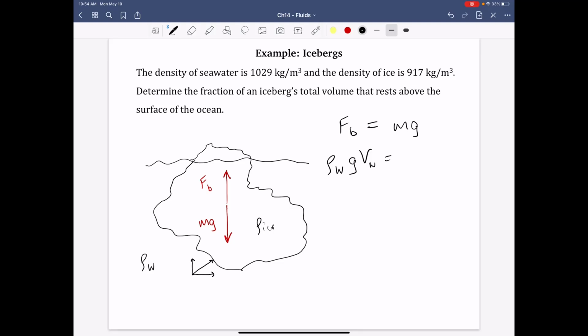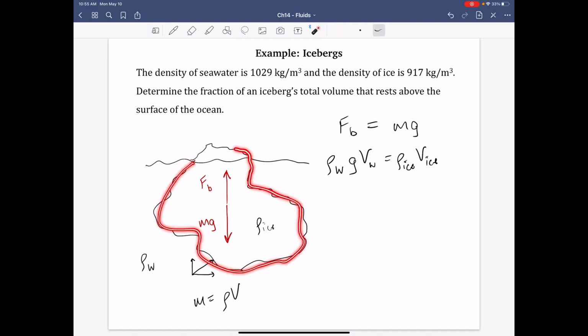Now, over here with mg, that's the mass of the ice, the total mass. And so for this, we need to rewrite mass in terms of density and volume, remembering that mass equals rho times V. So the mass of the ice can be written as the density of ice times the total volume of the ice. This now is all that plus the bit that's above the surface. It's the entire thing times g. Okay? So, as you can see, gravity cancels out.